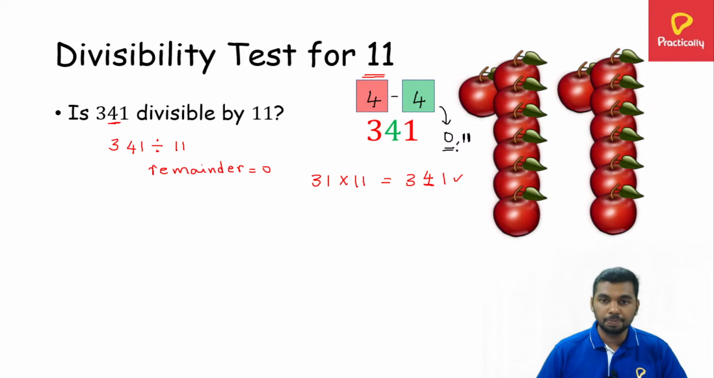So remember the rule. You have to add all the red, add all the green, and write them down in these boxes. Subtract the numbers in the two boxes, and if you get that subtraction to be 0, 11, or any other multiple of 11, it could be 22, it could be 33, some multiple of 11, then the number that you have checked is going to be divisible by 11.